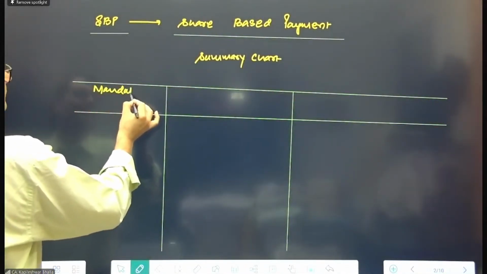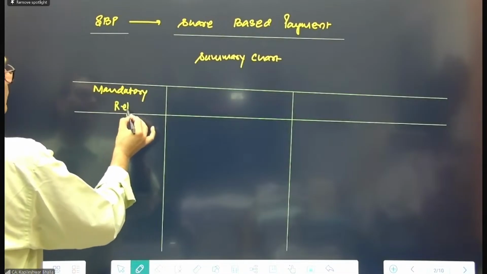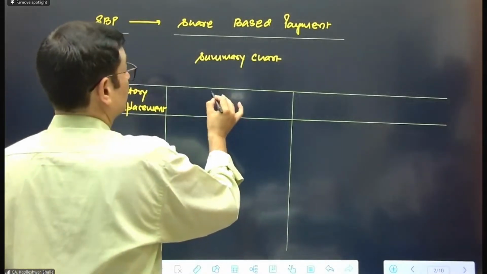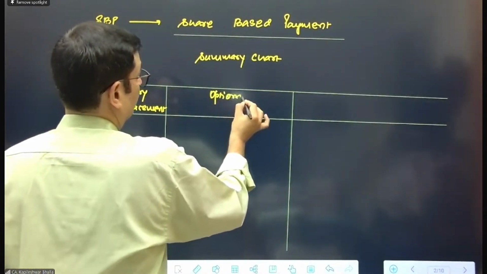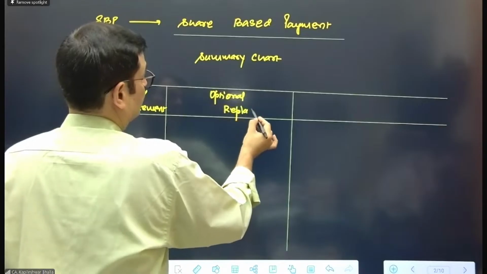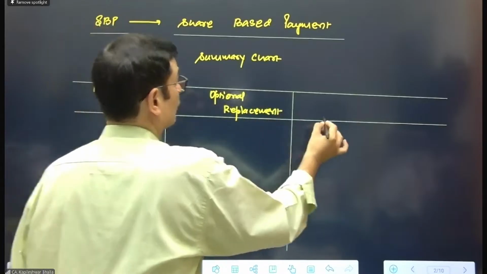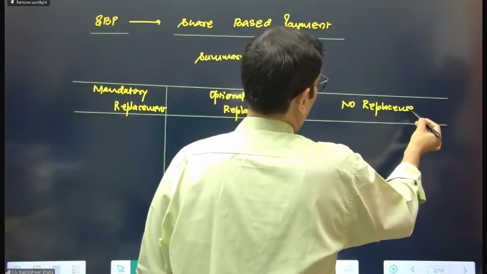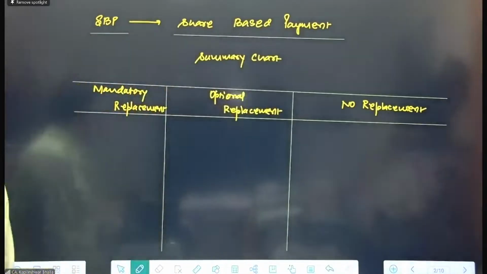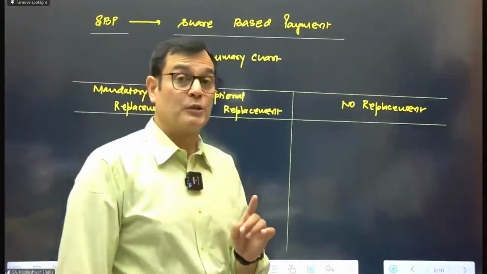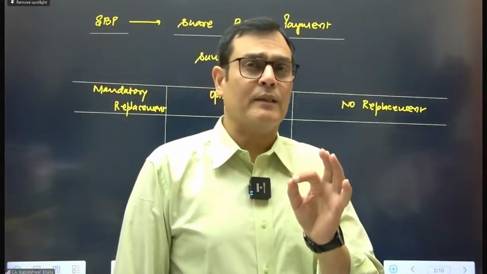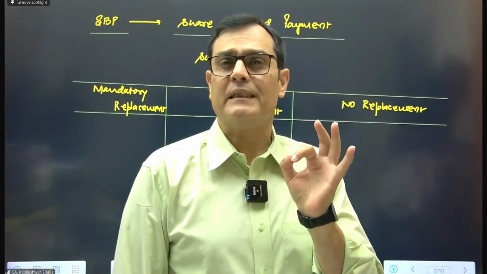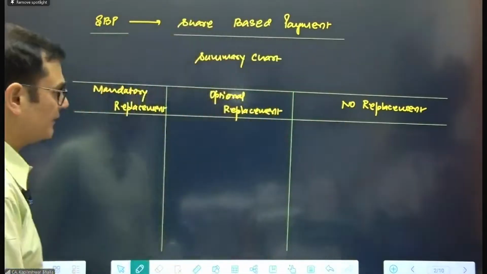So the first thing is to identify: case one, it is a case of mandatory replacement. Case number two, it is a case of optional replacement. Or case number three, either the acquirer decides that I am not going to replace the share-based payment awards which are issued by the acquiree to the employees. Now let's focus on, if it is mandatory, optional or no replacement, what is the element to be taken in the purchase consideration. So let's put it flat.